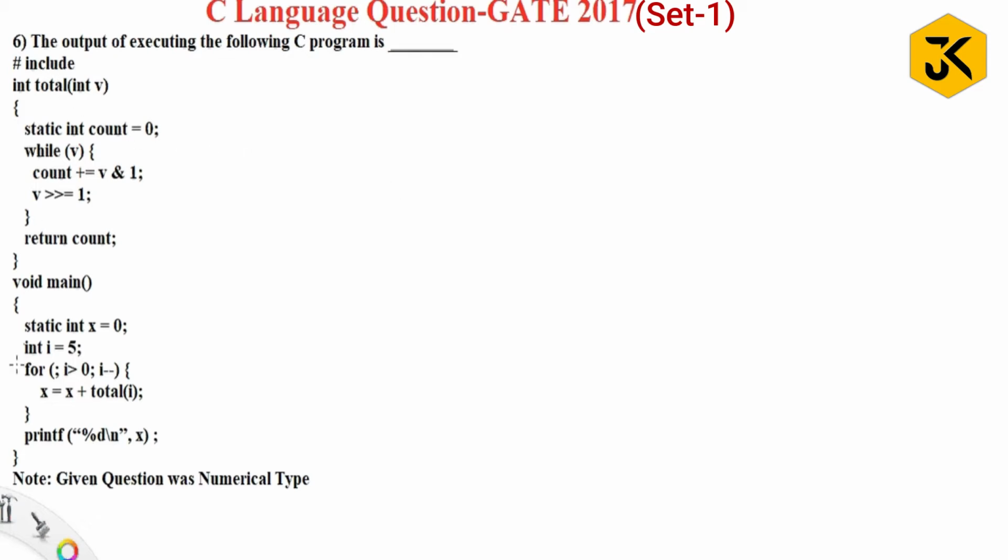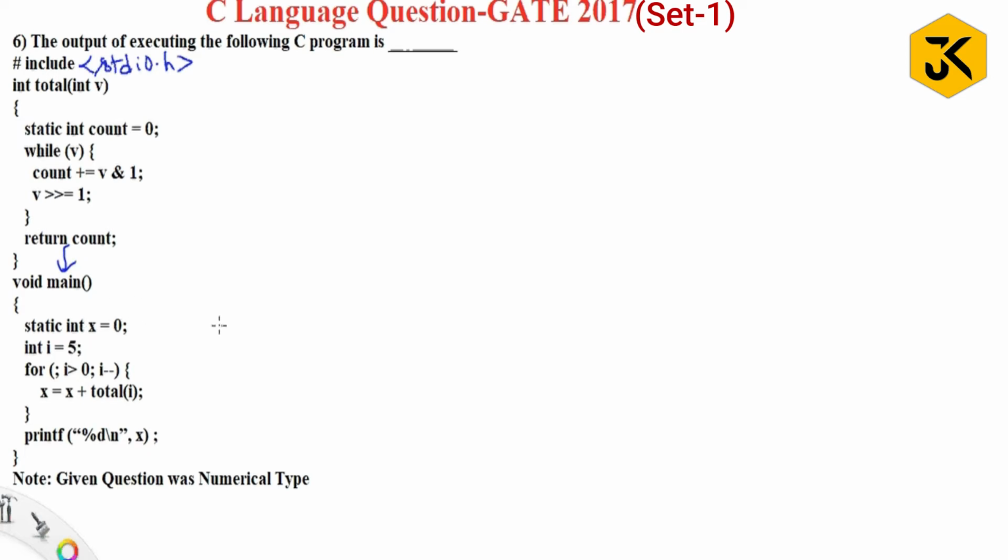Here they have given a few lines of code and they are asking for the output of executing the following C program. Here they have missed writing stdio.h. Any C program will start executing from the main method.